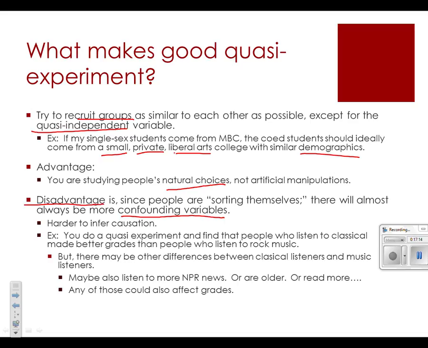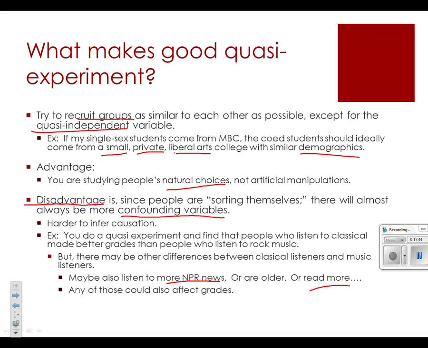So our classical music listeners are more likely to listen to NPR, which means they are probably going to hear more NPR programming, NPR news, for instance. And so if listening to the NPR news programs affects their grades, that's a potential confound. Maybe the classical music listeners are older, and therefore they're more mature, or they have more disciplined study habits, or something like that. Or maybe they read more.